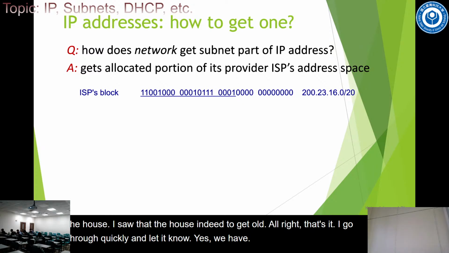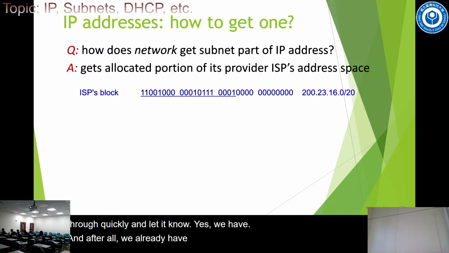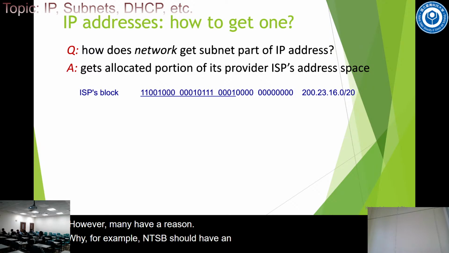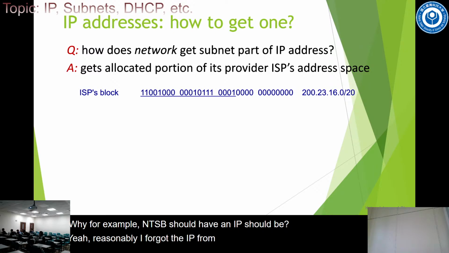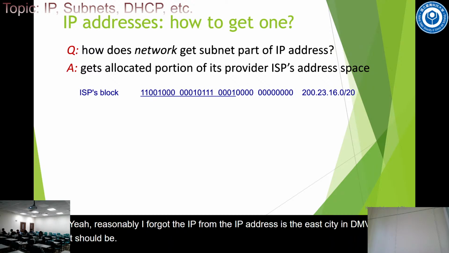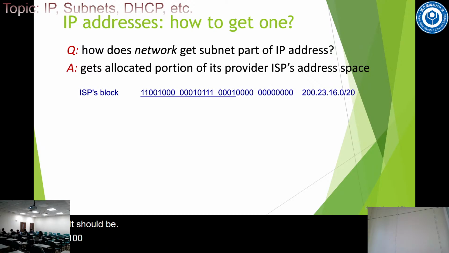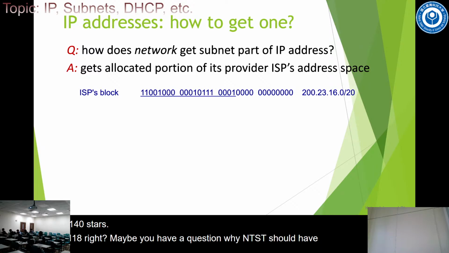And up to now, we already have the IP address, maybe using DHCP directly. However, maybe you have a question. Why, for example, should NTUST have an IP? Recently I forgot the IP. Our IP address is 140.118, right? Maybe you have a question why NTUST should have a subnet mask like that.